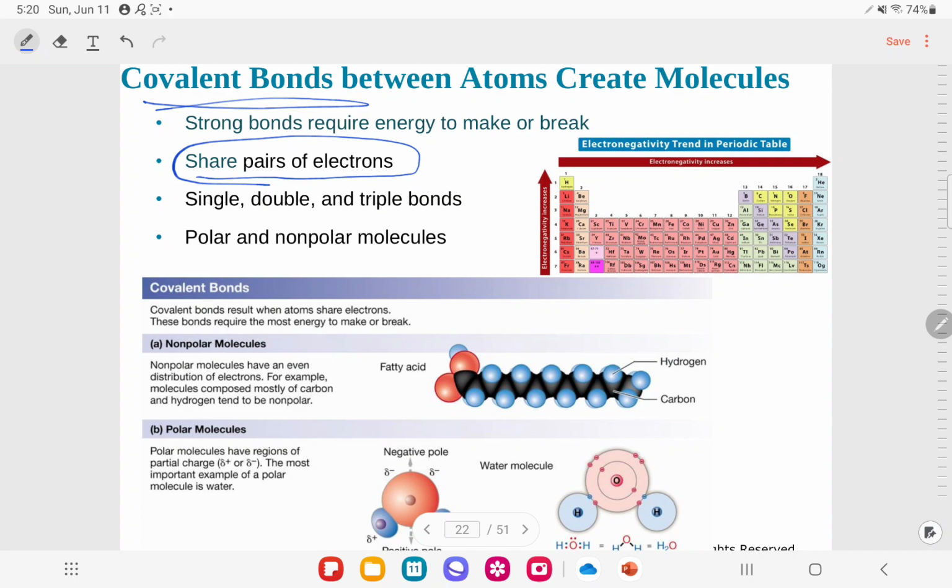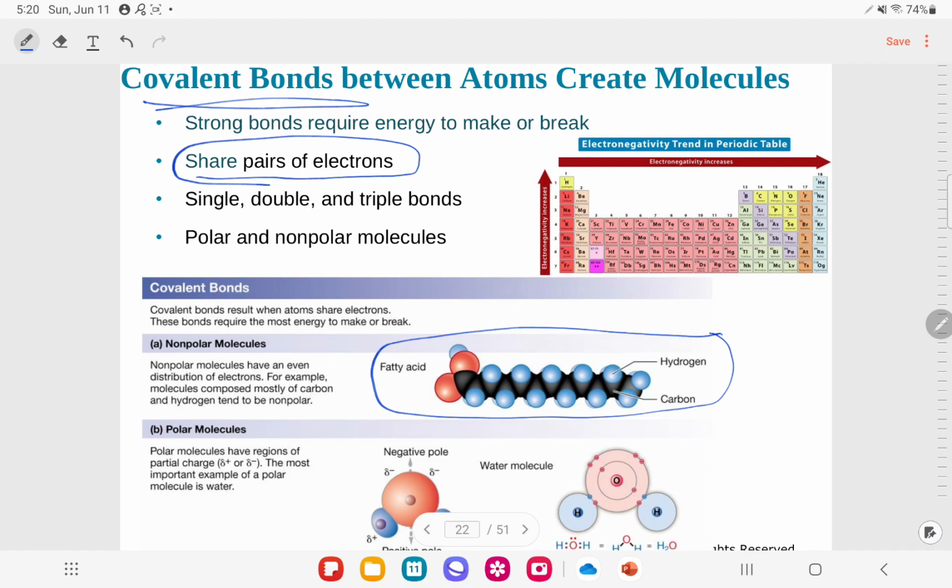So we have non-polar molecules. Non-polar molecules have an even distribution of electrons. For example, molecules that are composed of mostly carbon and hydrogen are typically going to be nonpolar, like this fatty acid. And then we have polar molecules. Polar molecules have regions of partial positive or partial negative charge.